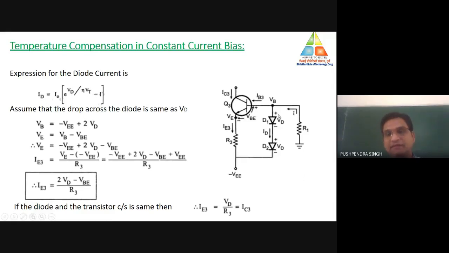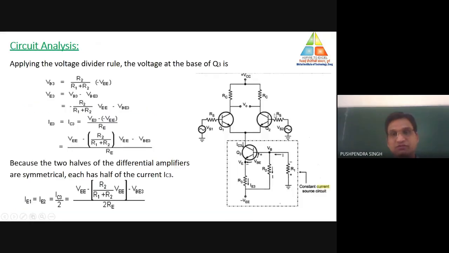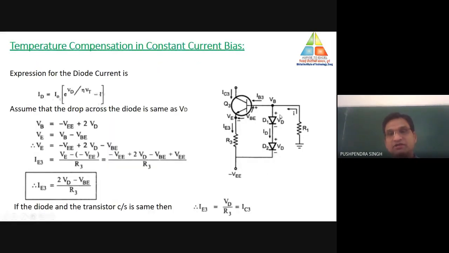So I have replaced the resistance R2 from the initial circuit. In this particular circuit, I replaced resistance R2 by two diodes, D1 and D2. So whenever there is an increase in temperature, the IE3 current will increase, but at the same time that excess amount of current will pass through the diode. When the temperature increases, the conductivity of the transistor increases, and due to the increase in conductivity, more current will pass through the emitter terminal. So that excess amount of current will be passed by the diode.